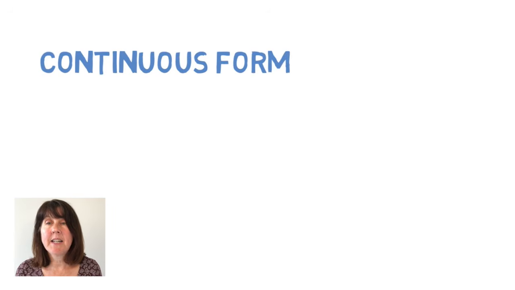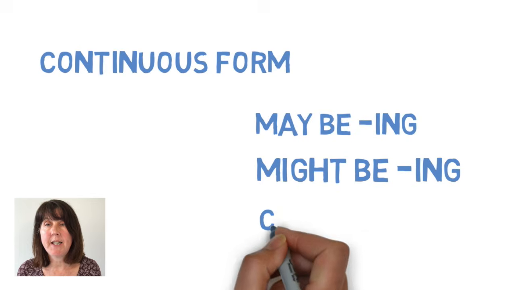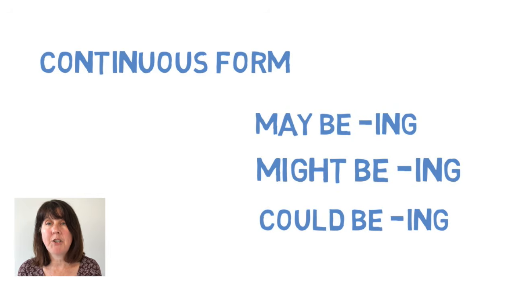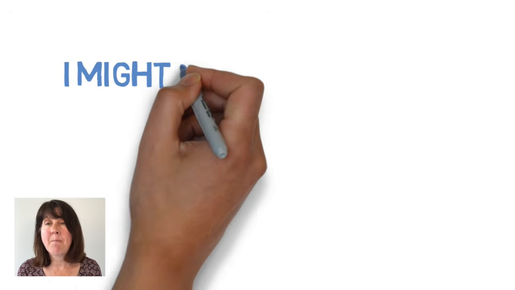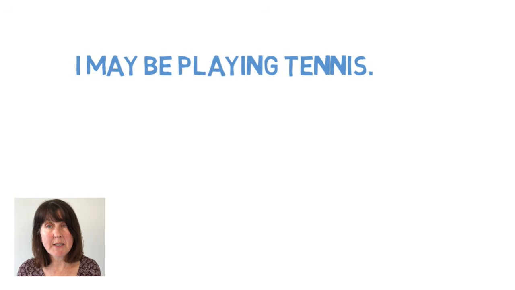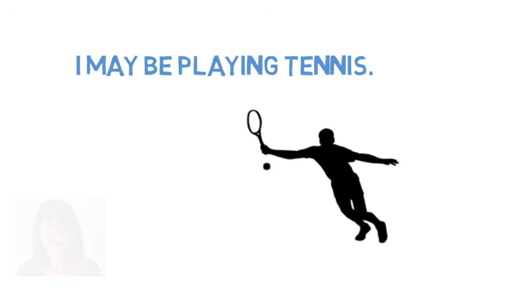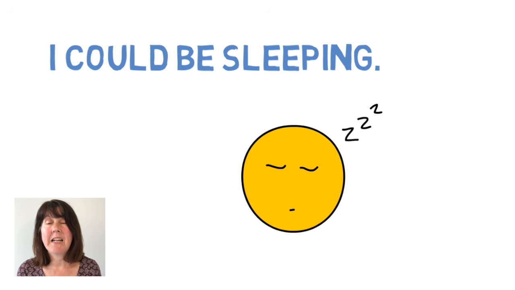Modals can also be used in a continuous form. So you have may be plus ing, might be plus ing, or could be plus ing. I might be watching television. It's possible I'll be watching television. I may be playing tennis. It's possible I'll be playing tennis. I could be sleeping. It's possible I will be sleeping.